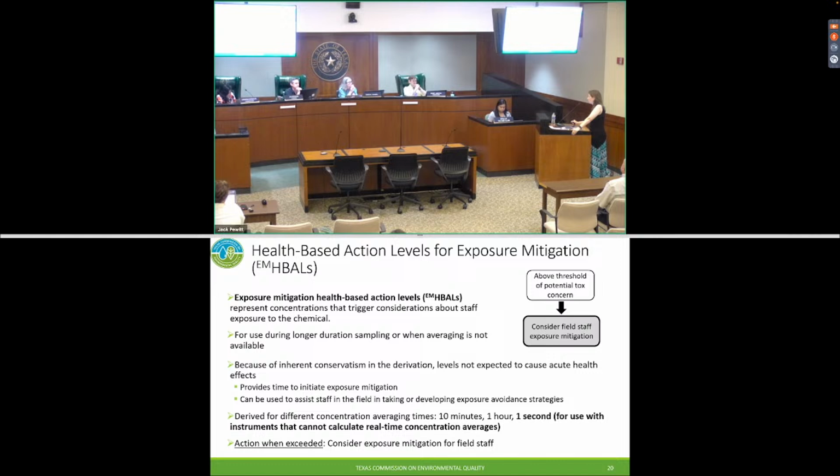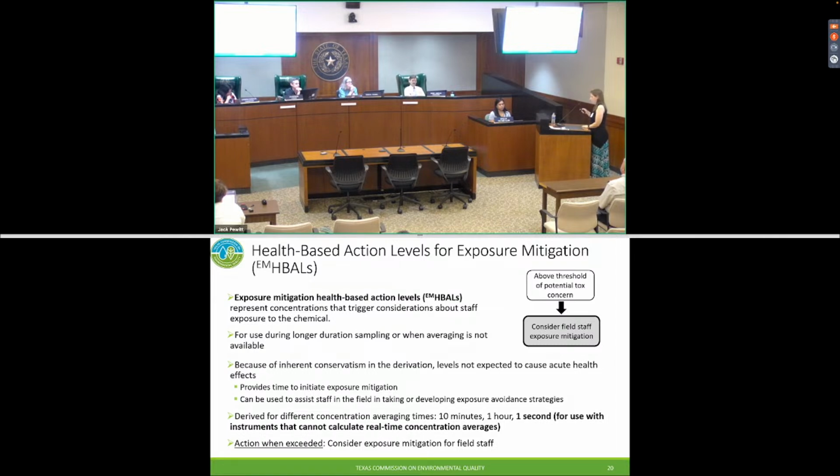Then we move on to the exposure mitigation health-based action levels. We do have 3 of these, a 1 second value, a 10-minute value, and a 1 hour value. The purpose of having 3 is to match the averaging time concentrations that the staff have. For the most part, they'll be using the instantaneous number, but there are circumstances where they'll have longer averaging times and they'll be able to use those longer averaging time values as well. Again, these are not effect levels. When these are exceeded, it just triggers consideration of what to do, if they want to leave the area or not, if they want to notify the region, that sort of thing.